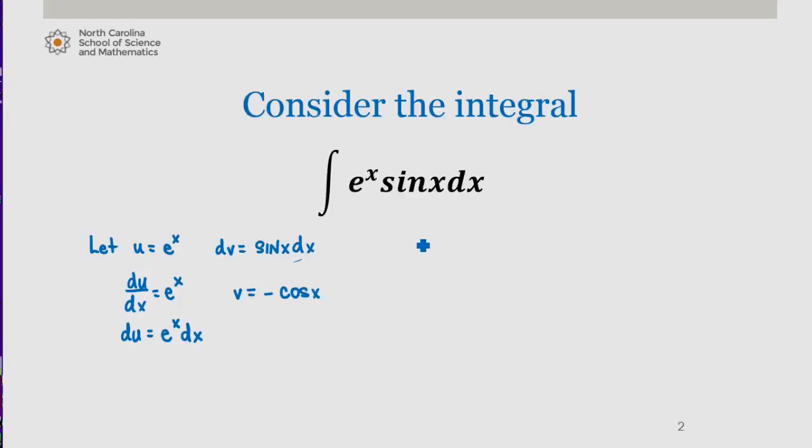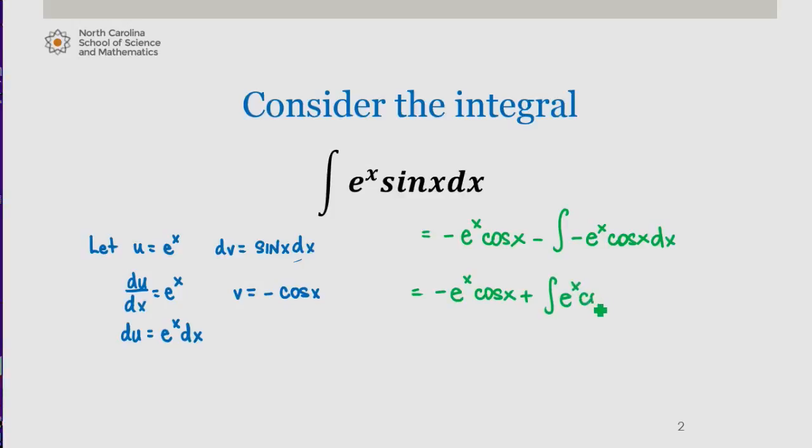So using our technique, this is equal to u times v, which is negative e to the x cosine x, minus the integral of negative e to the x cosine of x dx. Cleaning this up, we have negative e to the x cosine of x plus the integral of e to the x cosine of x dx.